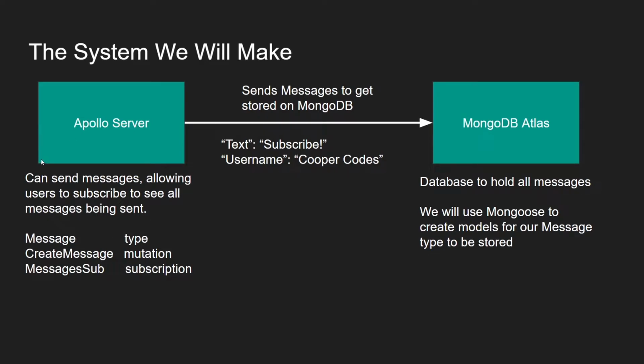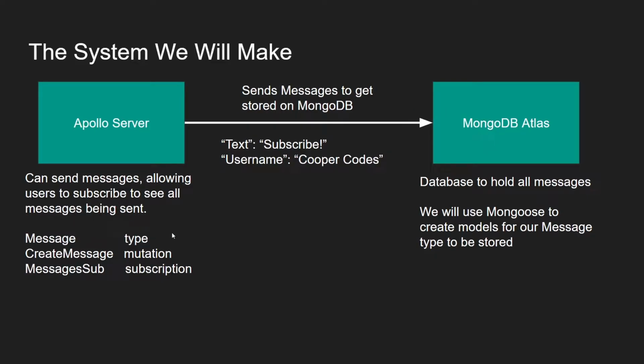On the left, you'll see we're going to create our Apollo server using GraphQL, and the Apollo server is going to have the functionality to send messages and also allow users to subscribe to see all the messages being sent. This is going to require us to make a message type in our GraphQL, some type of create message mutation, and then a messages subscription. So when we call create message from our Apollo server, it's going to store messages on our MongoDB server.